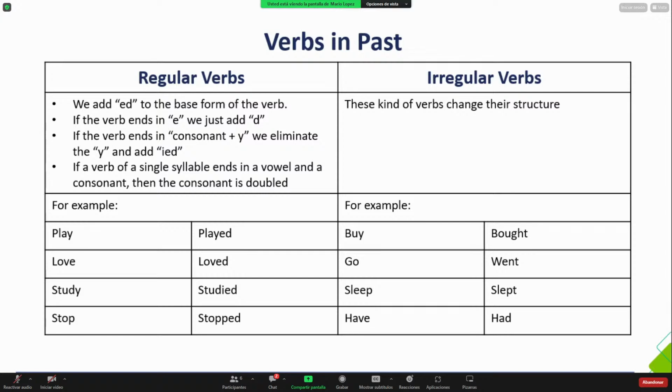First of all, primero que todo, the regular verbs. To transform or to pass the verb into past, we have to add ed to the base form of the verb. Tenemos que agregar ed al verbo base o al verbo en infinitivo. For example, we have play in infinitive, in past is played.